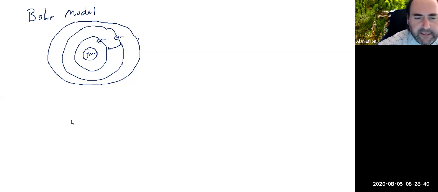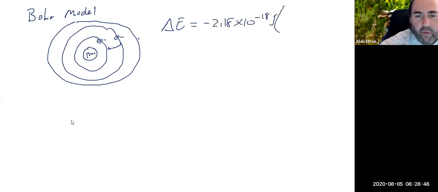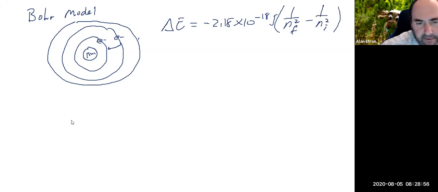There was an equation to calculate that, which was the change in energy is equal to minus 2.18 times 10 to the minus 18 joules, times 1 over n squared final minus 1 over n squared initial. And n is the principal quantum number.